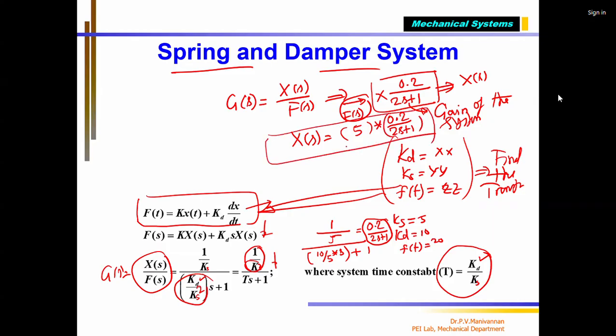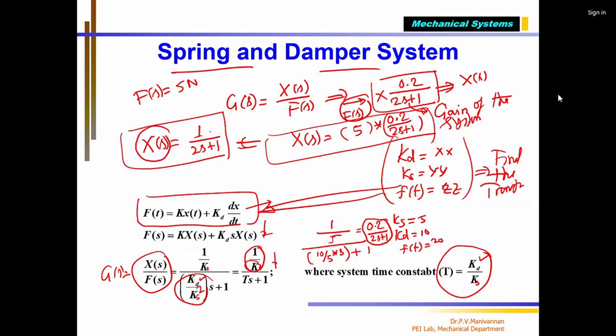So now the output, what do we have? My X of s output equals, if I see that, I can write that is nothing but 5 into 0.2 divided by 2s plus 1, which equals 1 divided by 2s plus 1. This is my system output. When I give my input F of s equal to 5 Newton force, my displacement will be this. This is still in the Laplace domain.